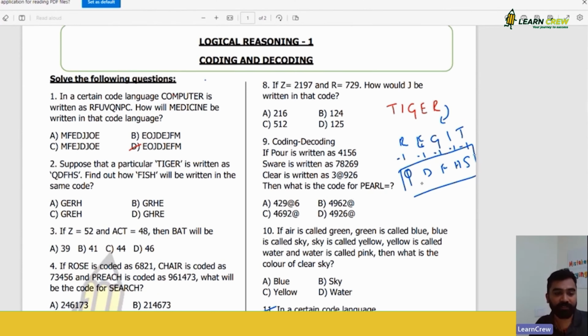So how will you do it for fish? The answer is B here. GRHE. FISH, in reverse, is H, S, I, F. So minus 1, it becomes H minus 1 is G, S minus 1 is R, I minus 1 is H, F minus 1 is E. G, R, H, E. So this becomes your answer. Fine, clear or any doubts? The basic one, nothing so complicated.